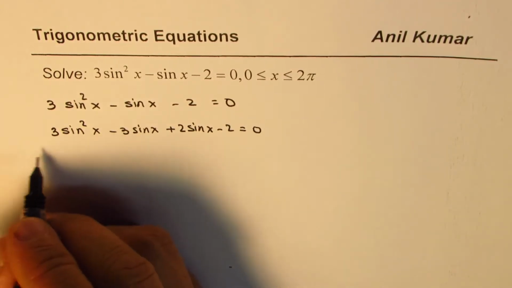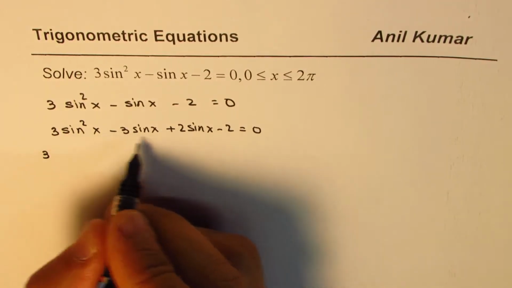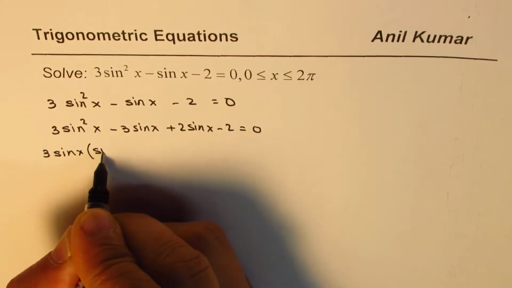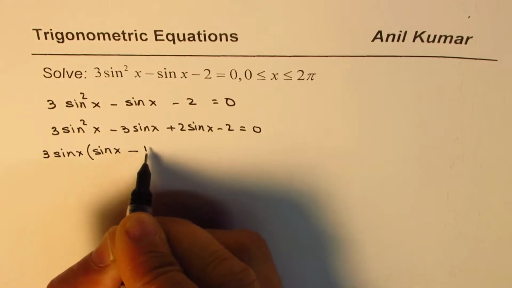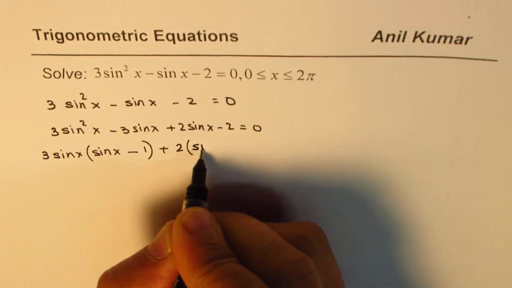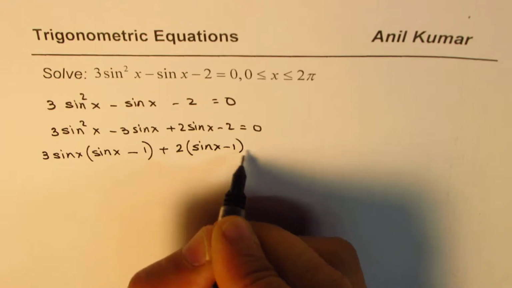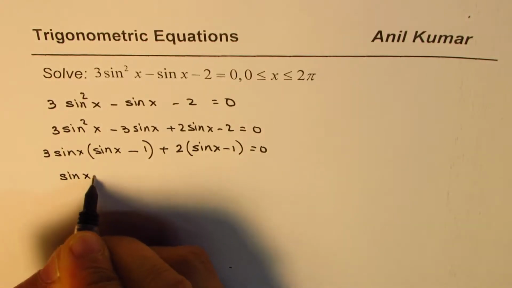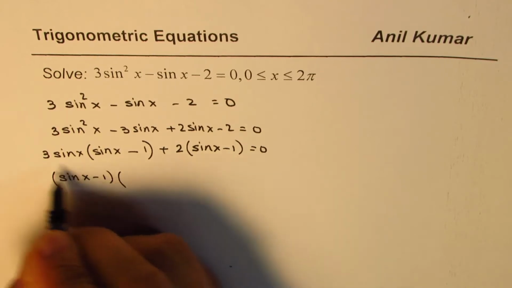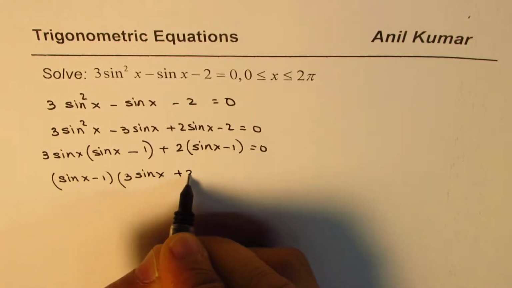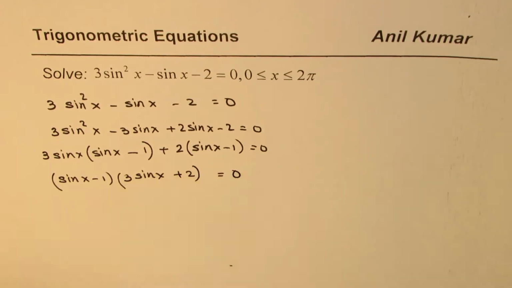Let's factor 3 sin x from the first two terms. We get 3 sin x times sin x minus 1, plus we can factor 2 here, so we get 2 times sin x minus 1. Now sin x minus 1 is a common factor, and we get sin x minus 1 times 3 sin x plus 2 equals 0.